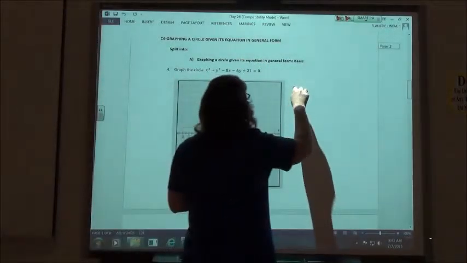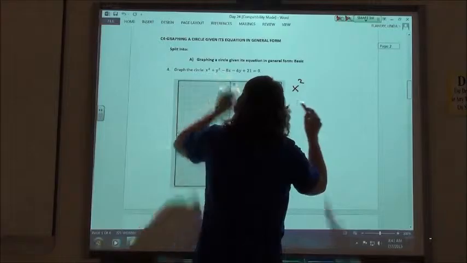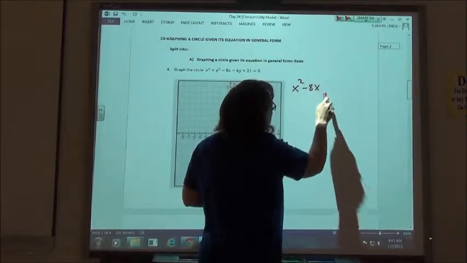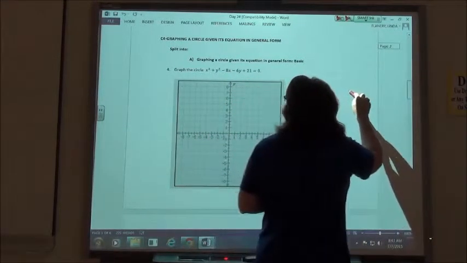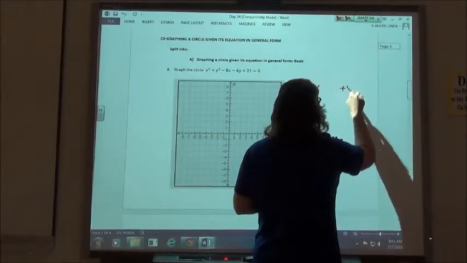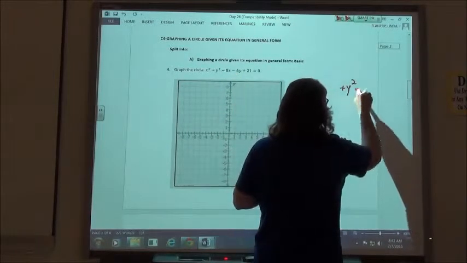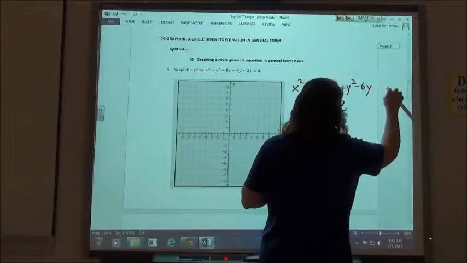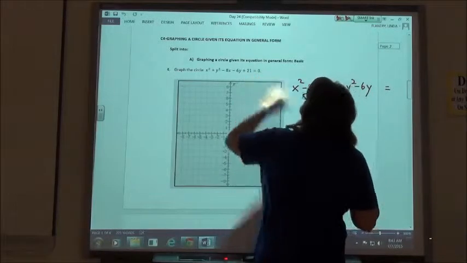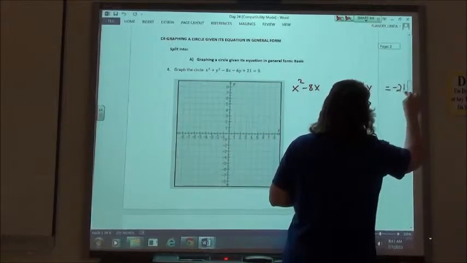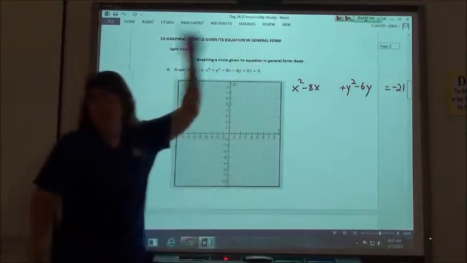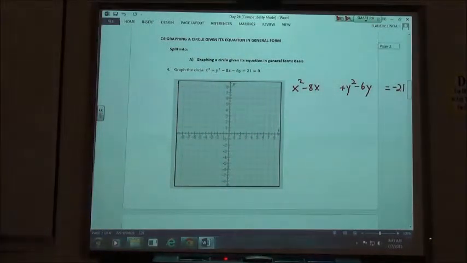So I'm going to start with x squared minus 8x. I'm going to do completing the square, so I'm going to leave a space before I put my y squared plus y squared minus 6y. Leave a little spot because I'm going to put some stuff in there, and that's going to be a minus 21 instead of a plus 21, because when I move it over to the other side, I've got to change my sign.